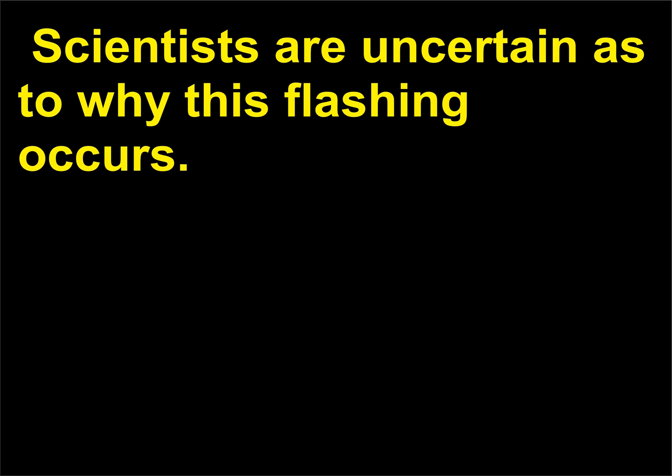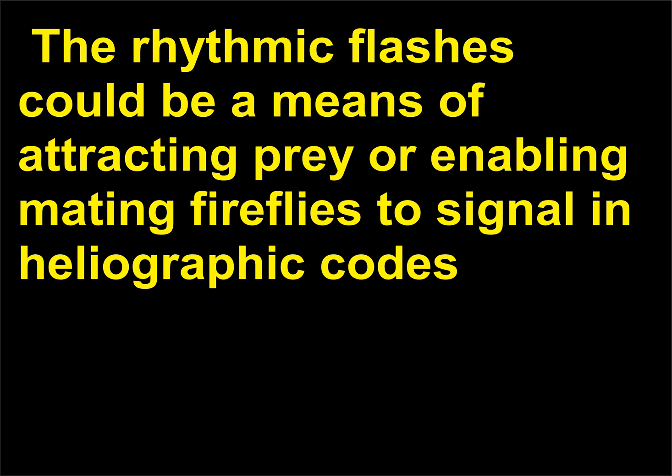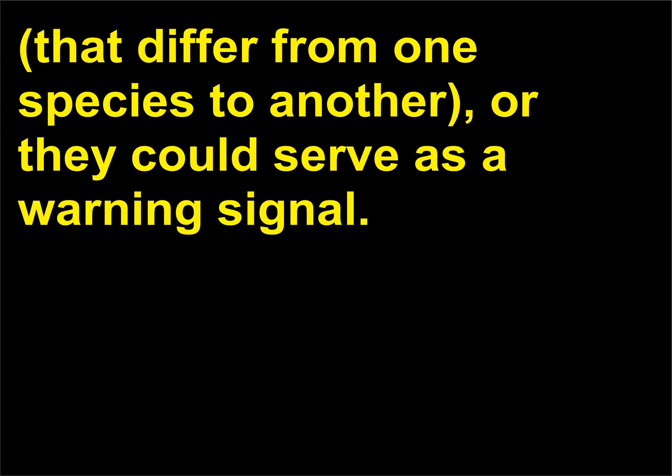Scientists are uncertain as to why this flashing occurs. The rhythmic flashes could be a means of attracting prey or enabling mating fireflies to signal in heliographic codes that differ from one species to another, or they could serve as a warning signal.